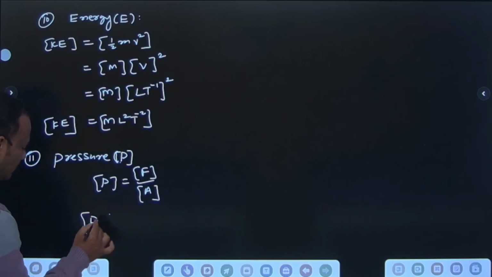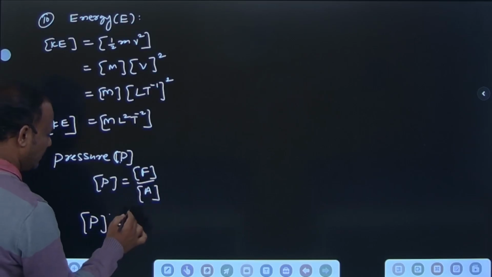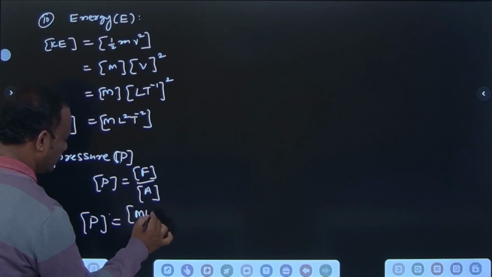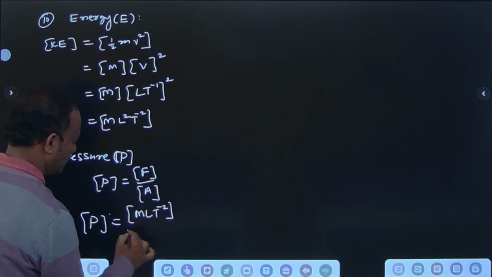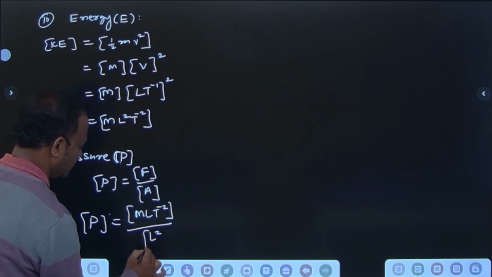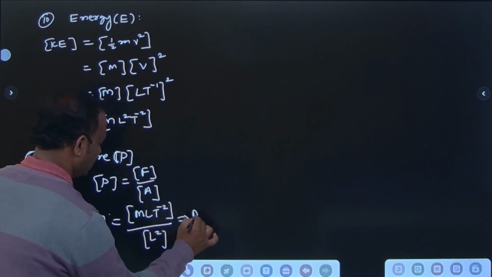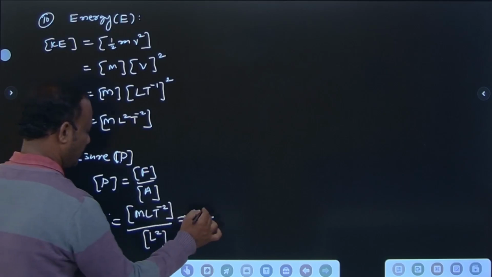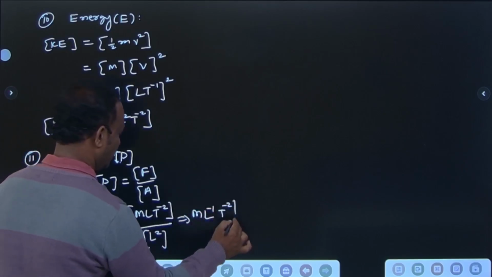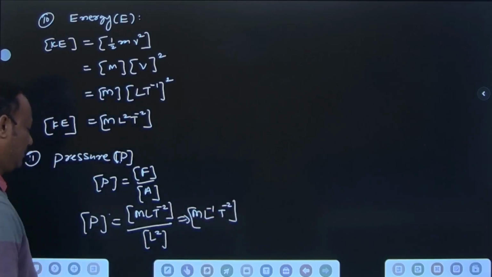So the dimension formula of pressure is equal to the dimension formula of force, M L T minus 2, divided by area, L square. This becomes M L to the power of minus 1 T to the power of minus 2. ML minus 1 T minus 2 is the dimension formula of pressure.